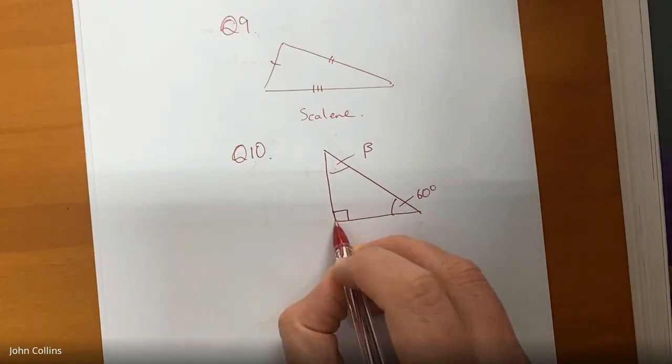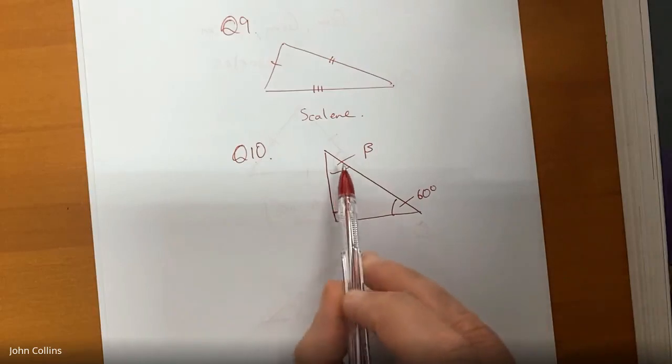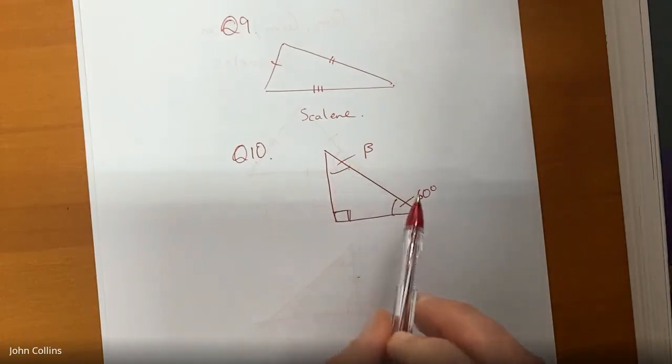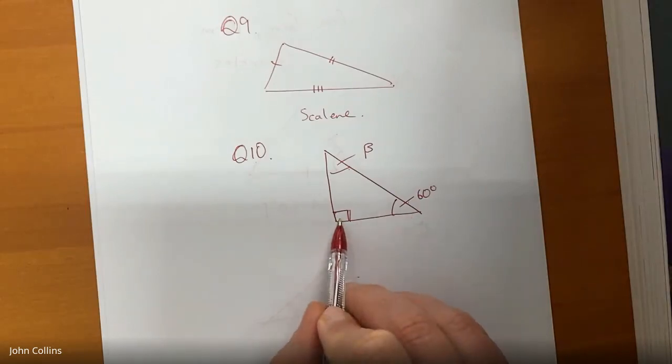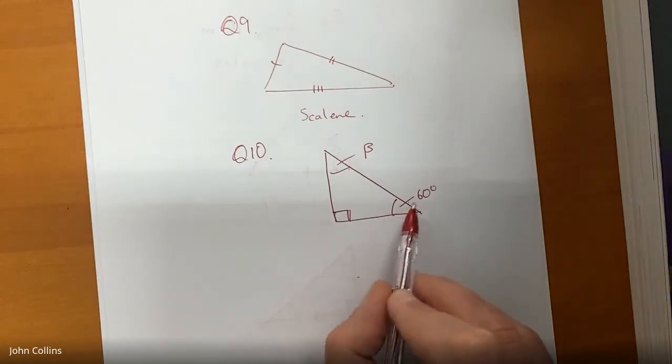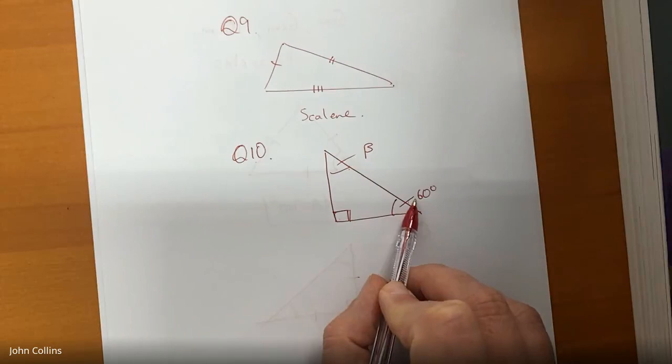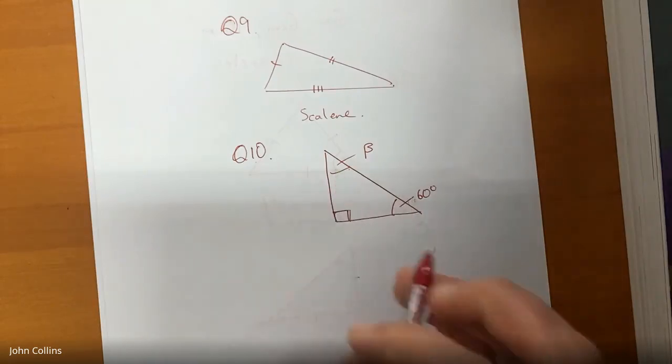Okay, so this is a right angle symbol down here. This and this and this have to all add up to 180. So if 90 is gone, there's only 90 left. Take away 60, there's only 30 left, which means 30 is beta.